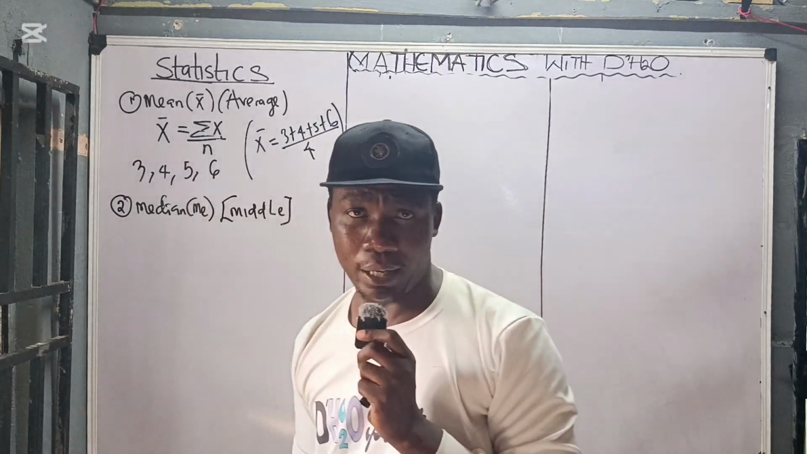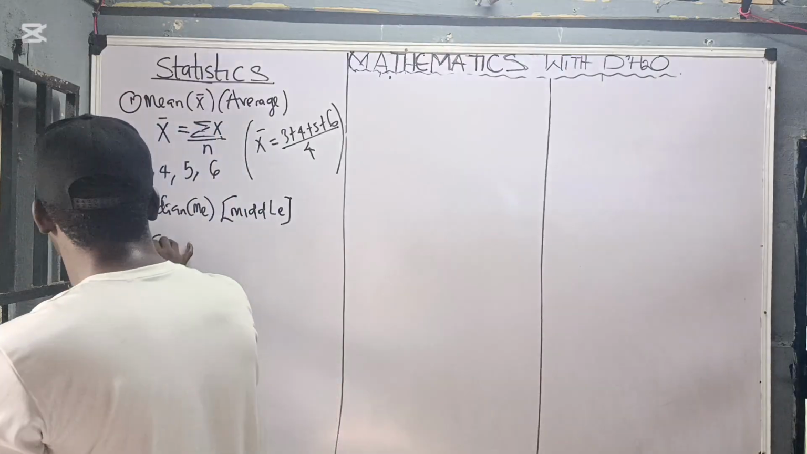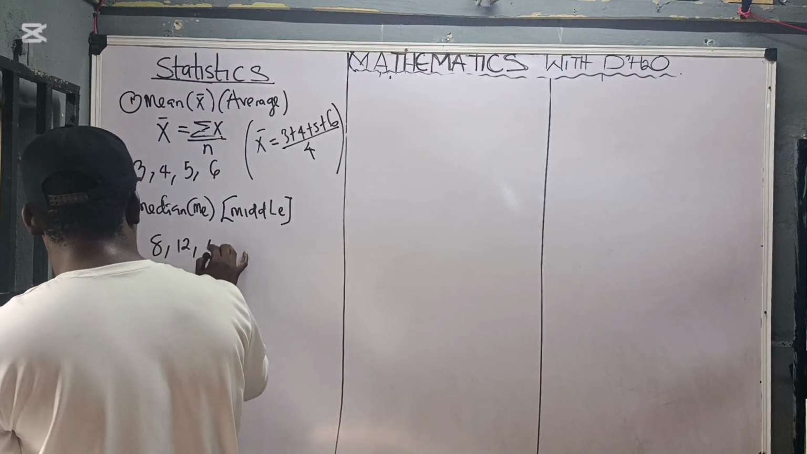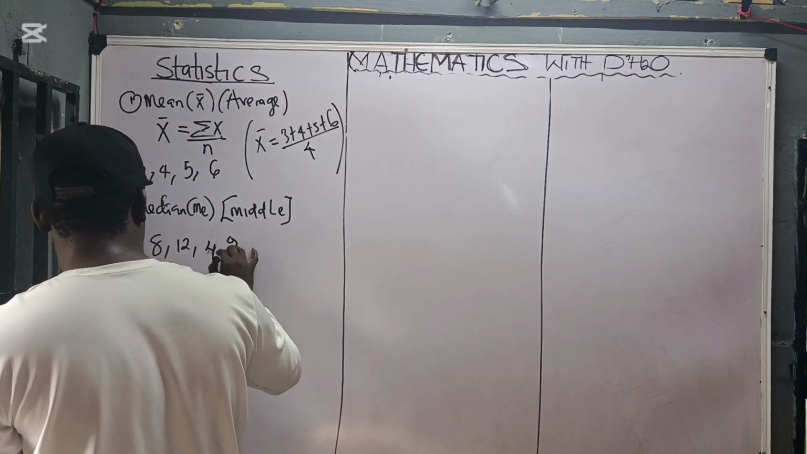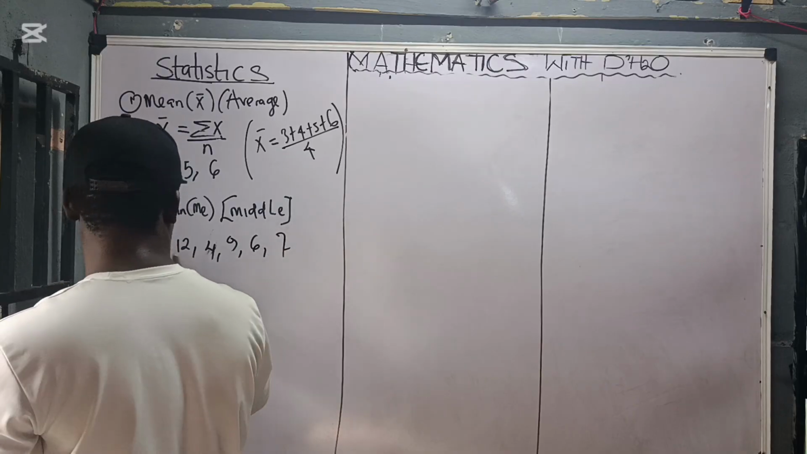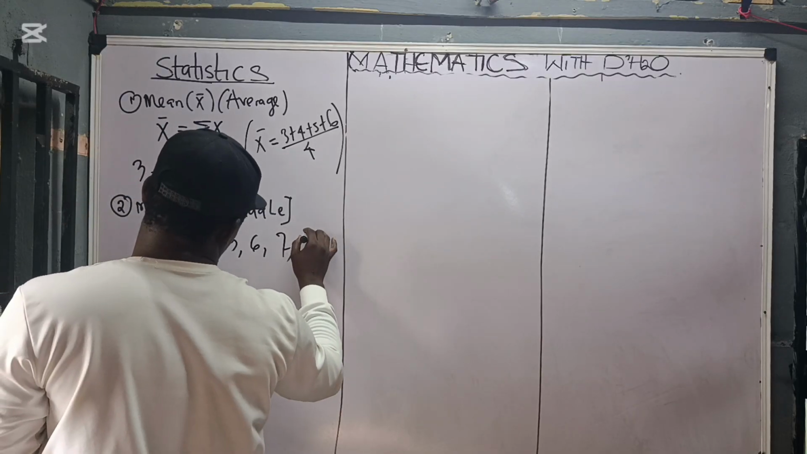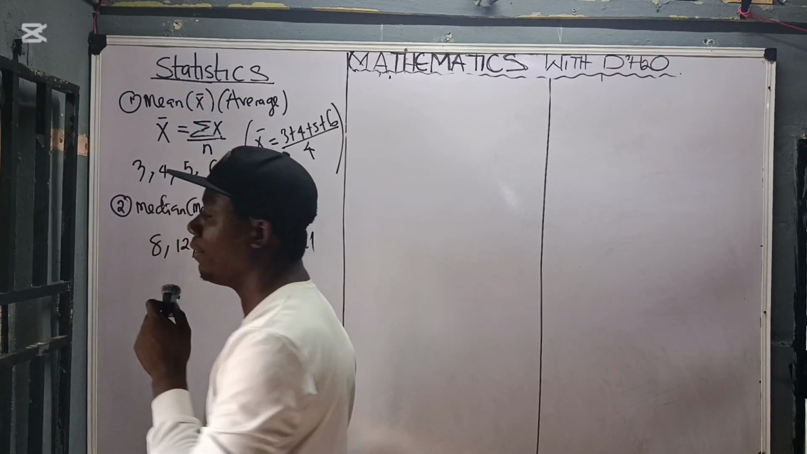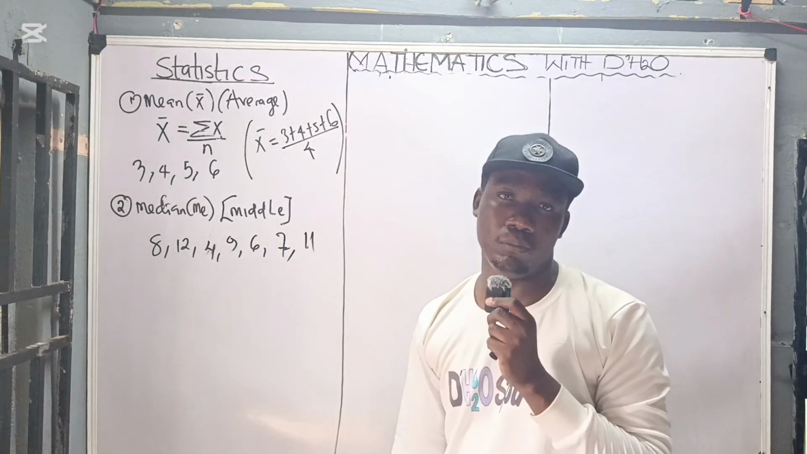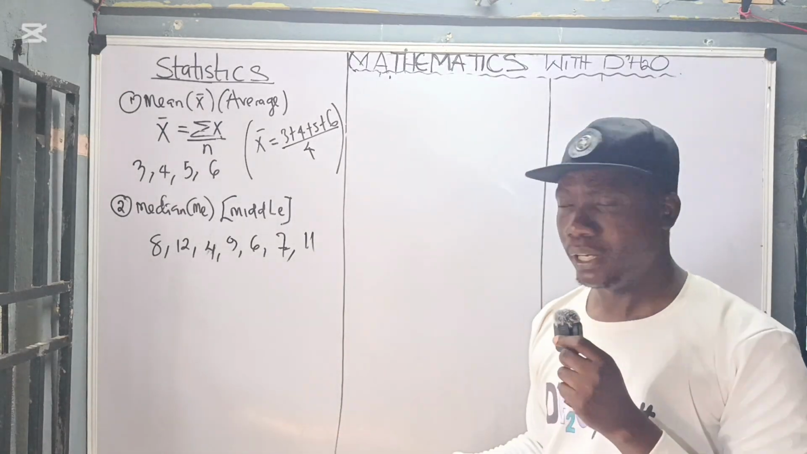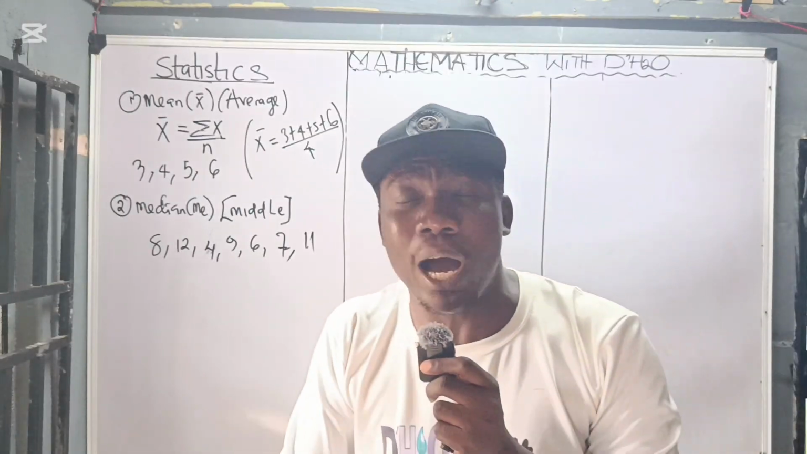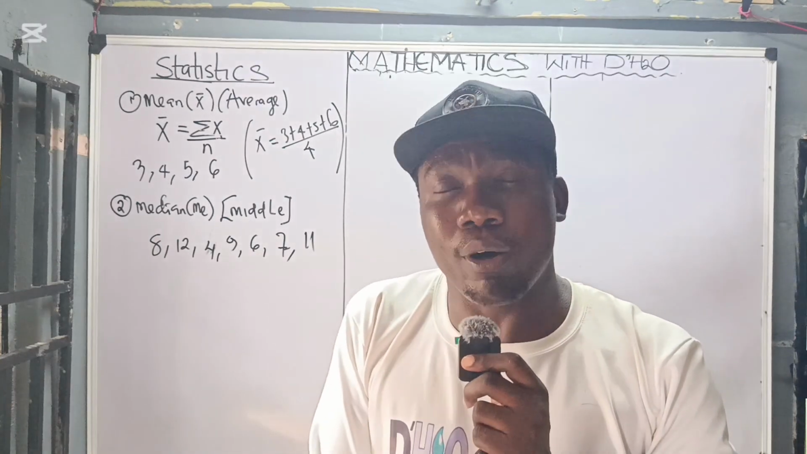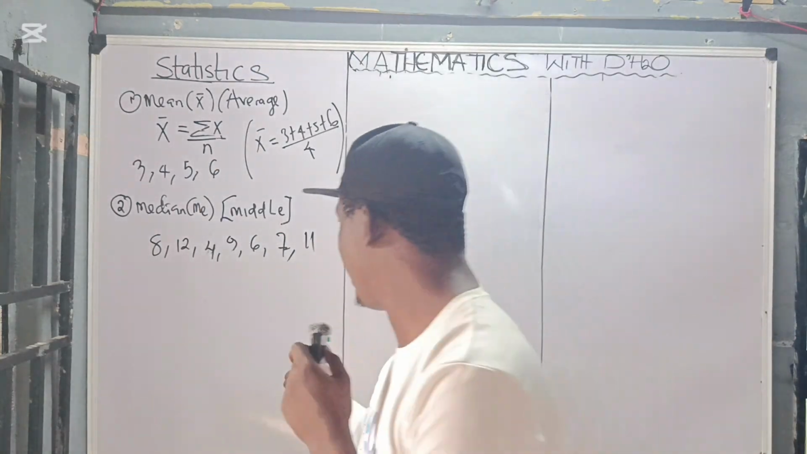It's the middle number. If I write a set of numbers for you, 8, 12, 4, 4, 9, 6, 7, then 11, for instance, and I say find the median of this set of numbers, how do you find median? To find median, the first thing you do is arrange them from the smallest to the highest, or from the highest to the smallest. Let's do it quickly.